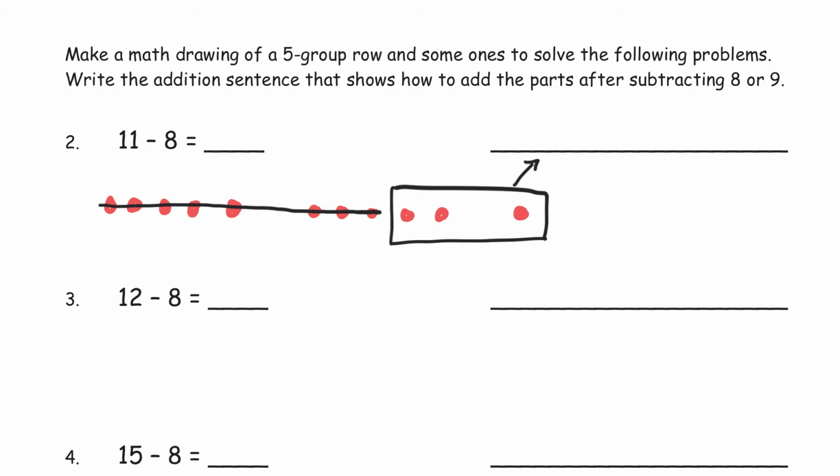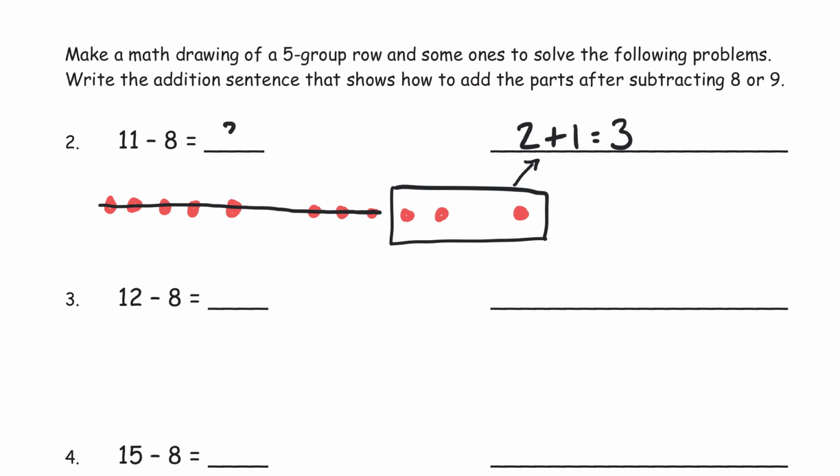So we had 2. So I'll write down our 2 plus, and then we had 1. So let's write down our 1 equals 3. So we had 3 left over. So that means that 11 minus 8 equals 3. So the 3 will be right here.